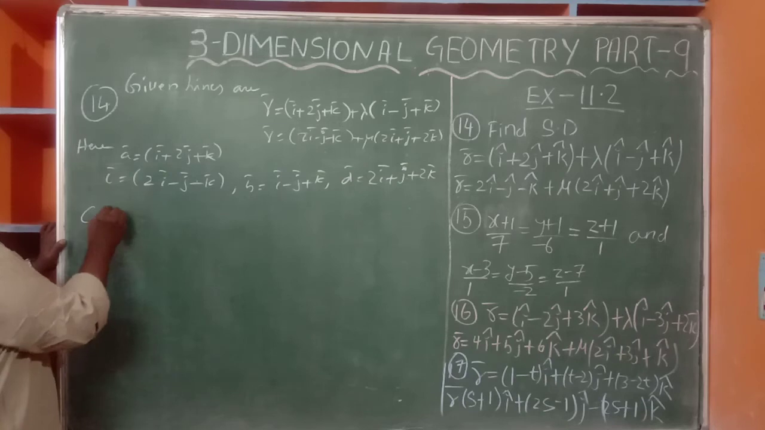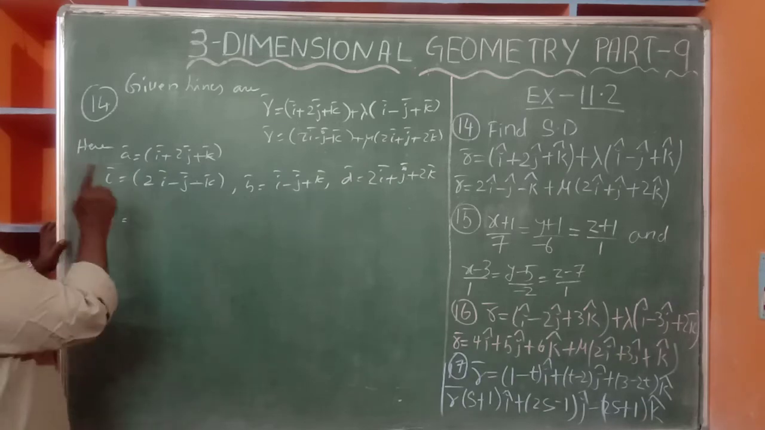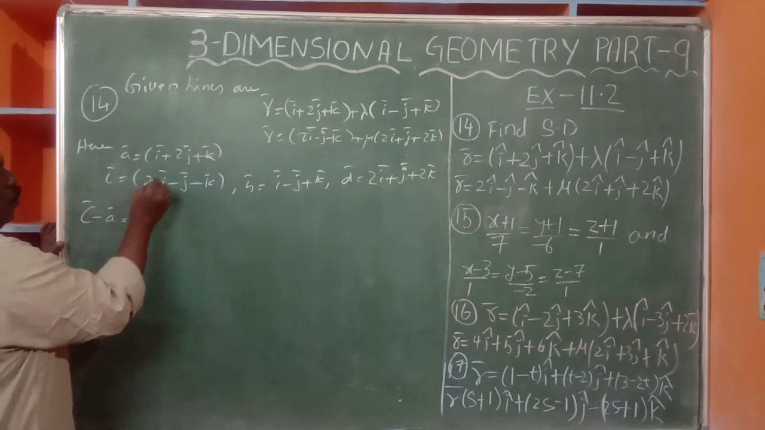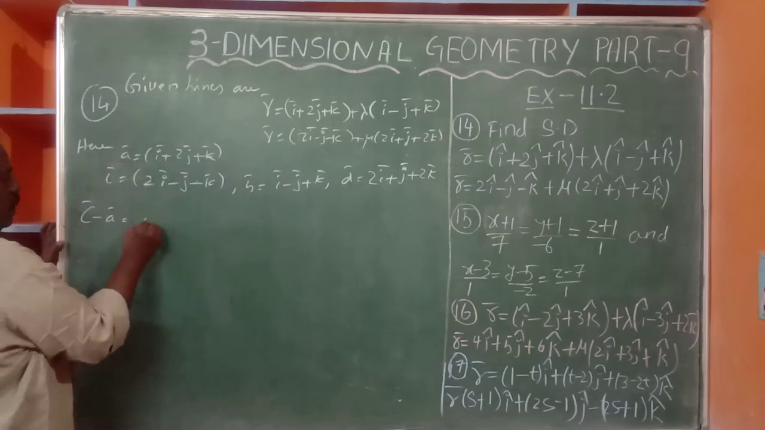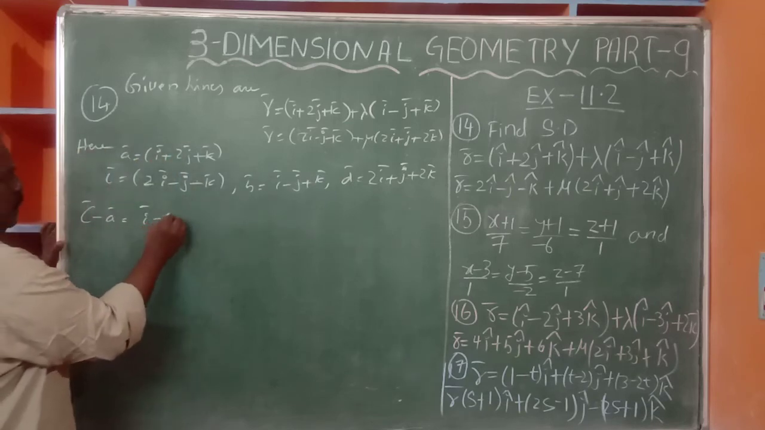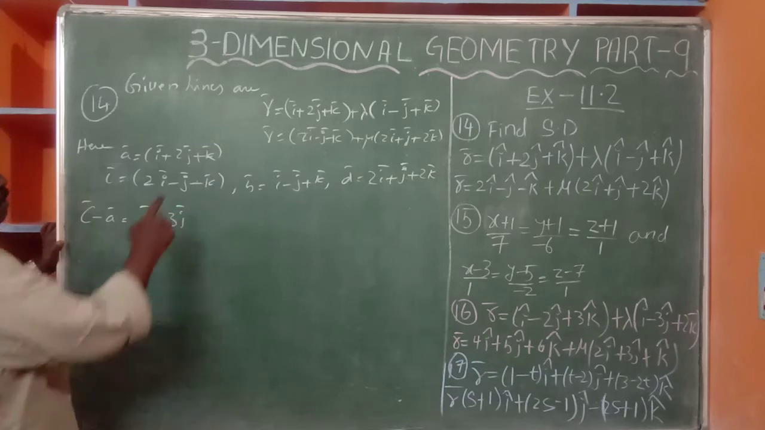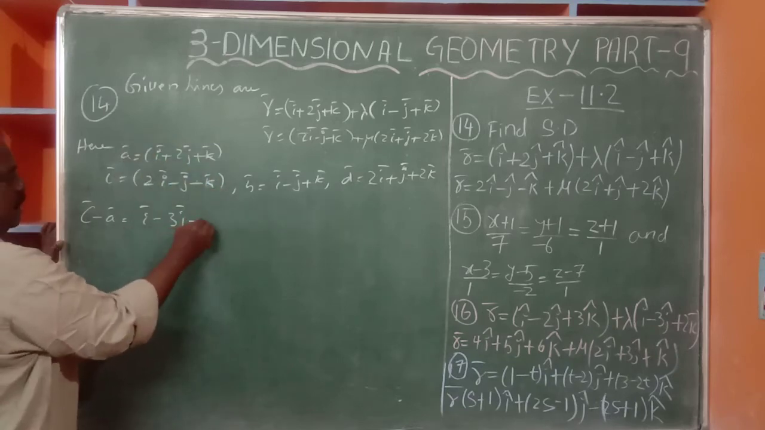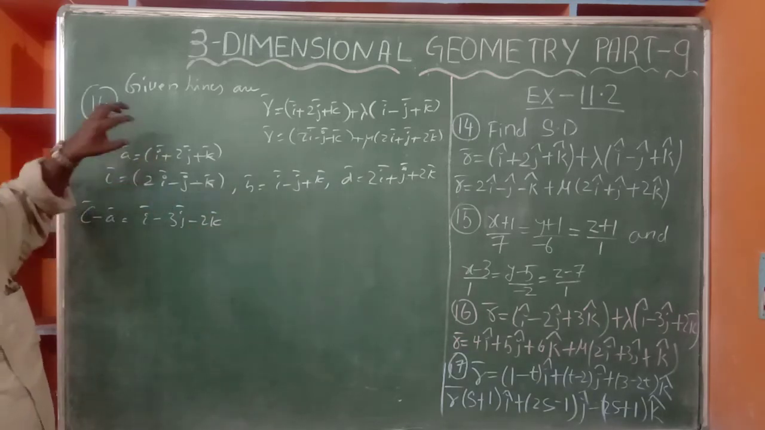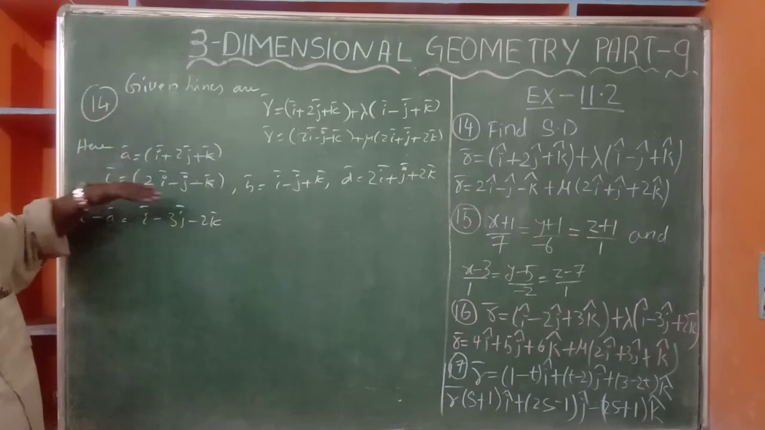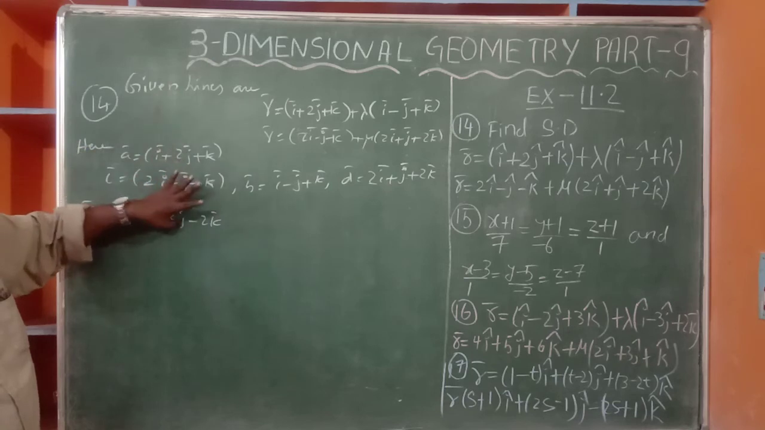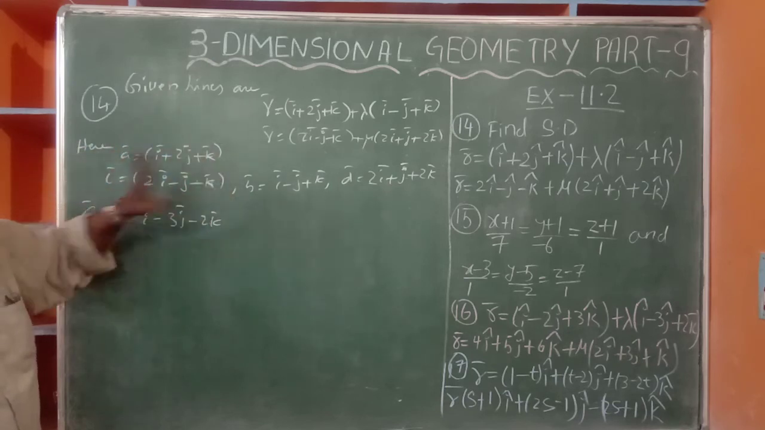Now, C bar minus A bar is needed. C bar minus A bar means 2i minus i, that is i, minus j minus 2j, that is minus 3j, minus k minus 2k, that is minus 3k. Try to understand it.